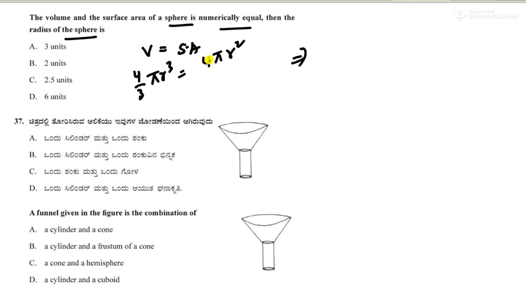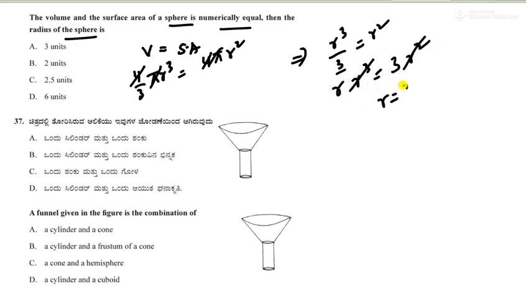See, we'll write here. 4 will get cancelled, both of them in the numerator. Pi will get cancelled, and here you get r cube by 3 is equal to r square. Now if I send 3 to this side, this becomes 3r square. So r from this to r1s, because cube and square is there, so r will remain in the LHS, and in the RHS 3. So r is how much? 3 units. So option number A is the right choice.